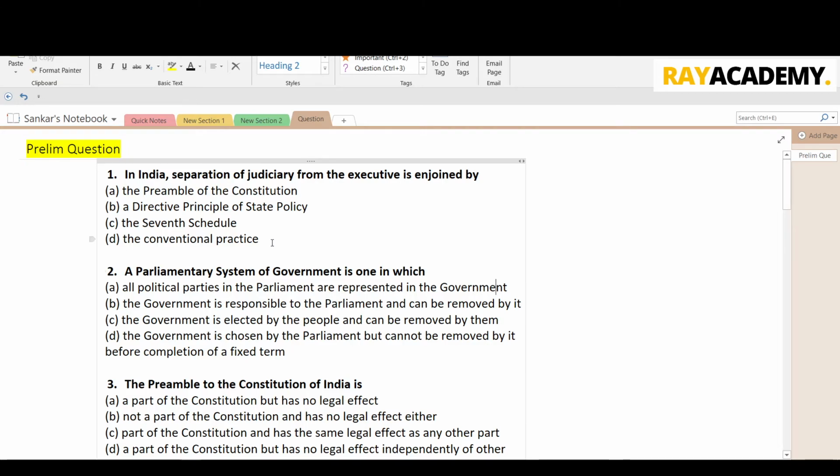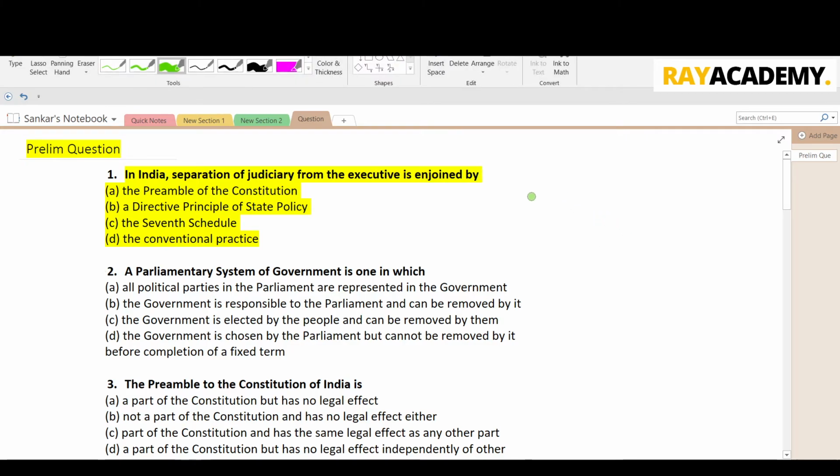So the first question is, in India, separation of judiciary from the executive is enjoyed by option A, the preamble of the constitution, option B, a directive principle of state policy, option C, the seventh schedule, and option D, the conventional practice. If you can see the question, please answer. What is your answer?